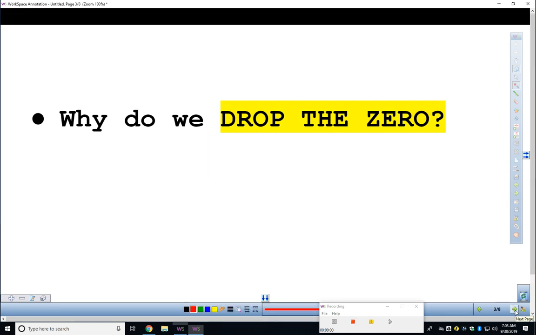So right now what I want you to do is pause the screen and think about, well, why do we drop the 0? What purpose does that serve for us? If you said it's a placeholder, it represents moving to another place value, maybe it's moving to the 10s place, that's absolutely right. It is crucial that we drop the 0.